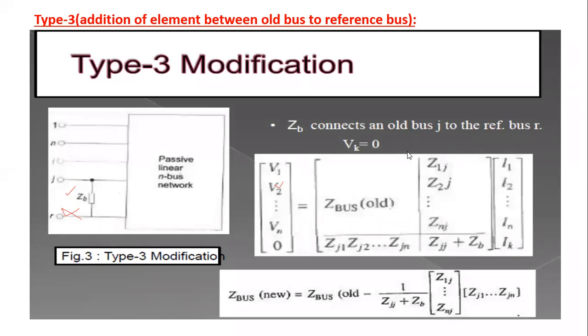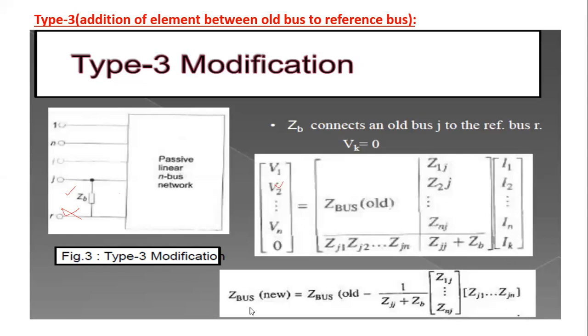Then VK is equal to 0, and V1, V2 and so on Vn. Therefore, 0 equals the Z bus with Z1J, Z2J and so on ZNJ, and ZJ1, ZJ2 and so on ZJN, and ZJJ plus ZB. We are adding the branch in between the old bus to reference bus. J is the old bus and R is the reference bus, into I1, I2 and so on In, and IK.